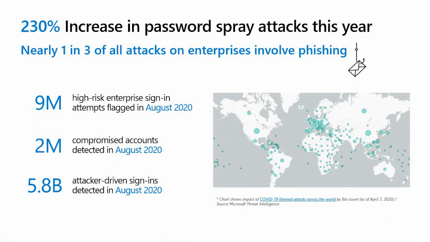We live in a world where passwords are no longer good enough. Attacks are on the rise, and majority of the attacks are related to passwords. Last year, there was a 230% increase in the number of password spray attacks. And in August alone, the Microsoft Identity Security System found over 9 million high-risk sign-ins and 2 million compromised accounts. This is why it is important to verify that users are who they say they are with strong authentication. Strong authentication can prevent 99.9% of the identity attacks.